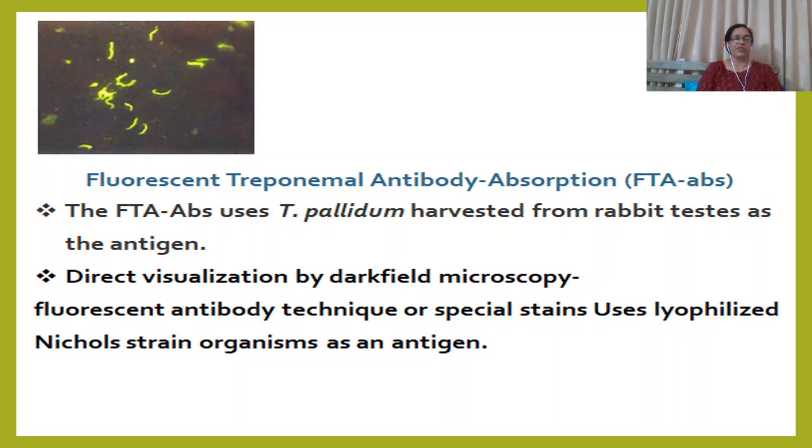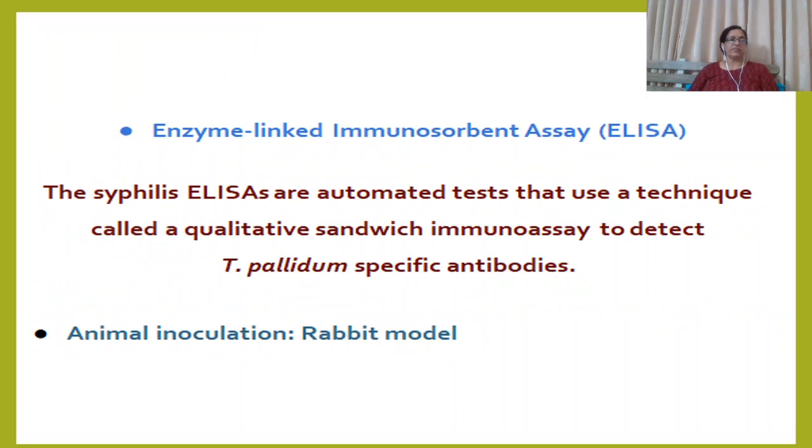So they are specific. It involves direct visualization by dark field microscopy, where the fluorescent antibodies present in the body are treated with a fluorochrome. Special stains are used for this purpose, with Lyophilized Nichols strain organism as an antigen. They bind to the antibodies present in the patient's blood and fluoresce in this way. So the fluorescent treponemal antibody absorption test is important in the confirmation of syphilis.